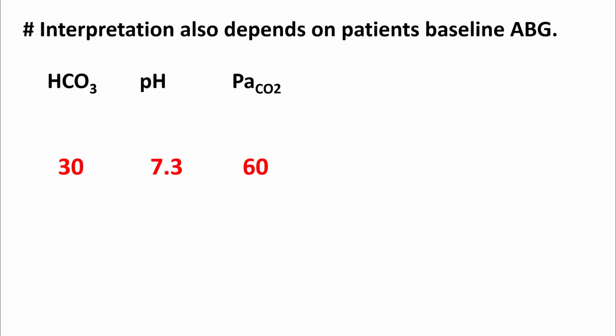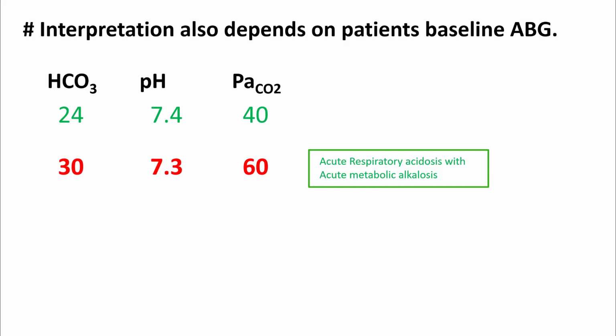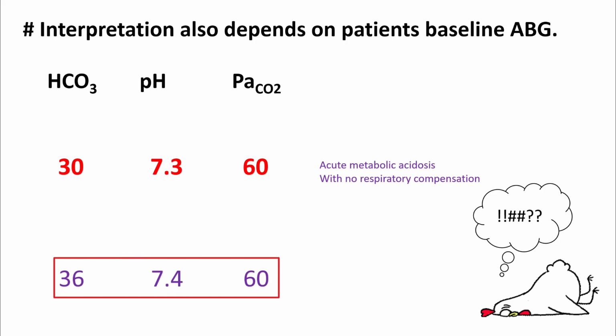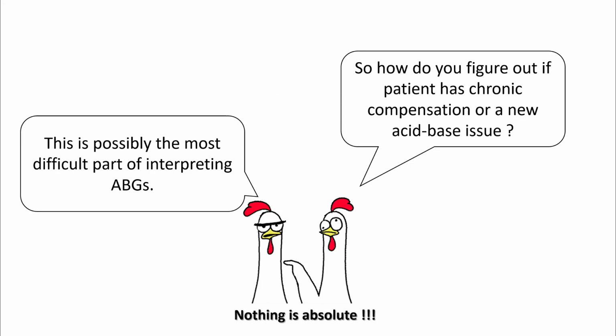Most important thing in ABG interpretation depends upon what the baseline ABG is. So if you started at a normal Bicarb and PaCO2, ABG of 7.3, 30, and 60, you would interpret it as acute respiratory acidosis with acute metabolic alkalosis. If your starting point was Bicarb of 30 and PaCO2 of 50, you will read it as acute respiratory acidosis with chronic respiratory acidosis and chronic metabolic compensation. And if you started at Bicarb of 36 and PaCO2 of 60, this will be read as acute metabolic acidosis with no respiratory compensation. So the most important thing is to figure out if the patient has chronic compensation or a new acid-base issue. And this is possibly the most difficult part of interpreting ABGs.